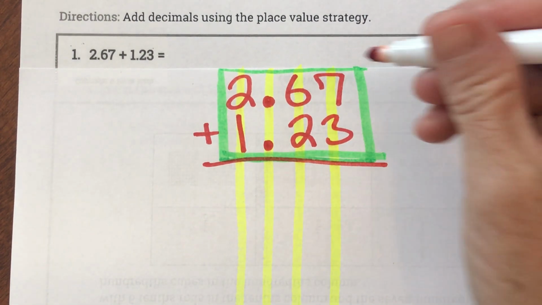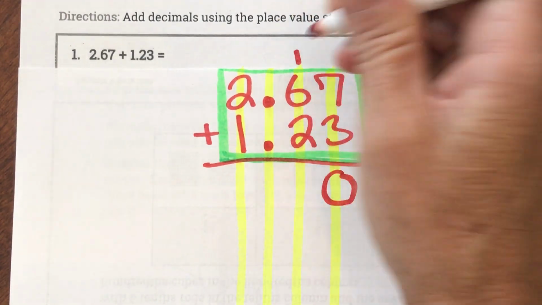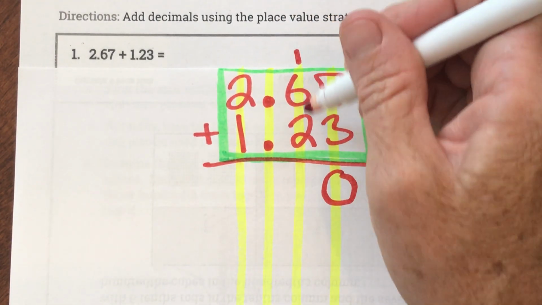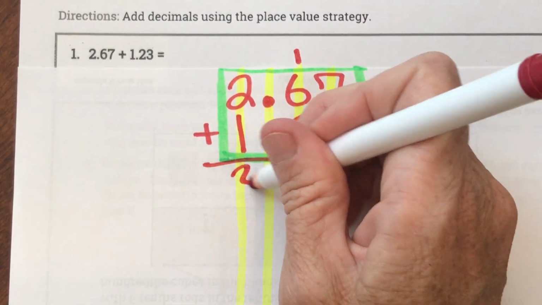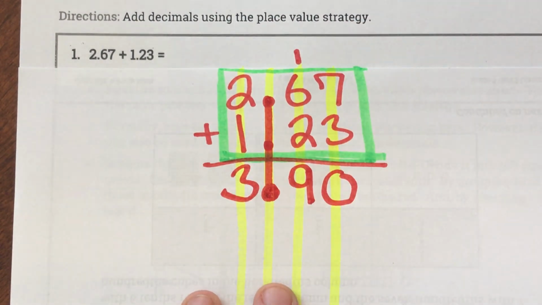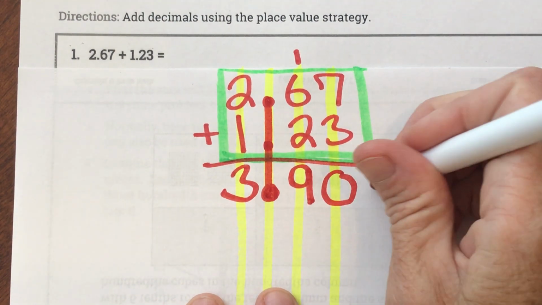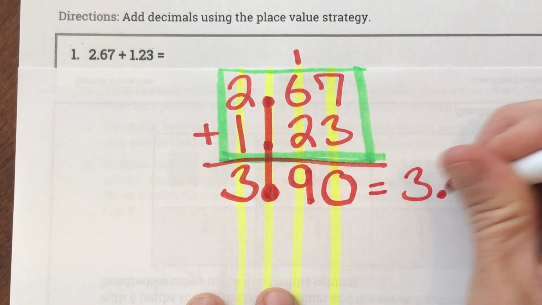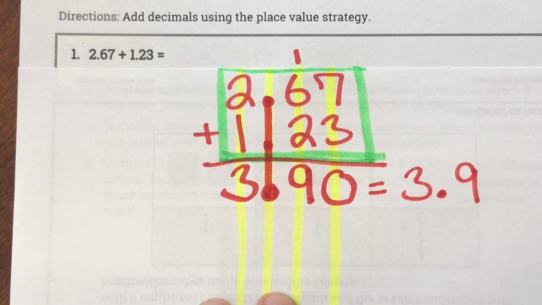Then step 4 says to add. 7 plus 3 is 10. 1 plus 6 is 7 plus 2 is 9. 2 plus 1 is 3. And then my final step is bring down the decimal. So my answer is 3 and 90/100, which is actually the same as 3 and 9/10. So either of those would work on a test.